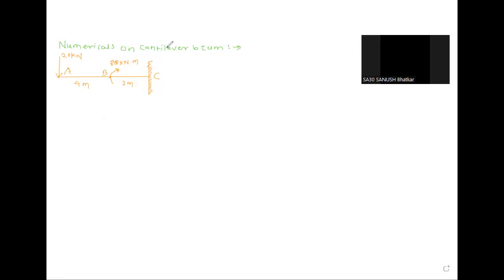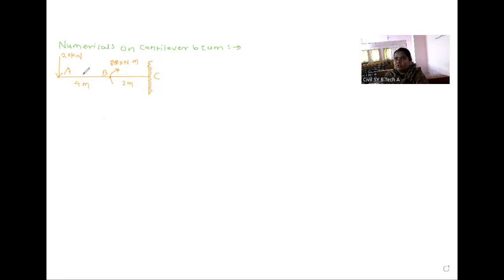So here a cantilever beam is given. One end is fixed and the other end is free. Accordingly, A end is free and C end is fixed. So here only one reaction will be generated.